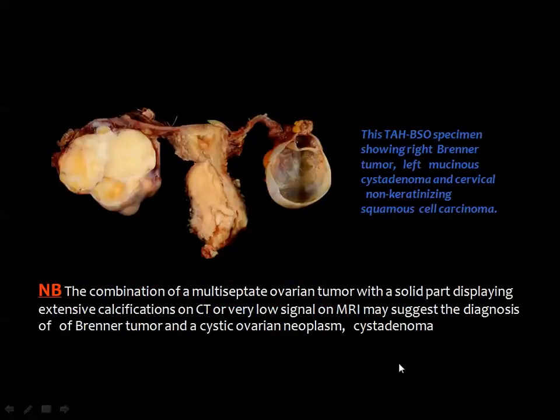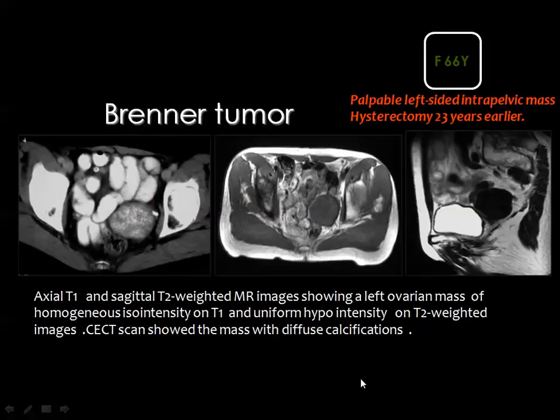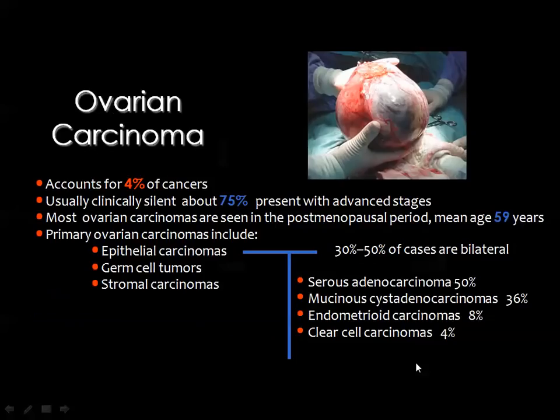And here is an example of a Brenner tumor in the right ovary associated with carcinoma of the cervix, and the epithelial tumor in the left ovary in the form of mucinous cystadenoma. And this is a transabdominal panhysterectomy with bilateral salpingo-oophorectomy sample. And this is a Brenner tumor by CT, solid lesion with internal matrix calcification. By MRI, the lesion is of relatively dark signal on T1 and very dark signal on T2 weighted images.